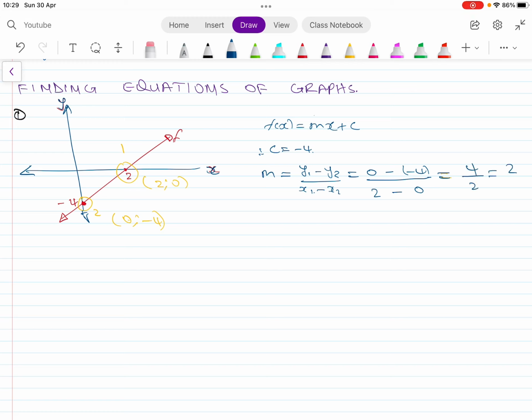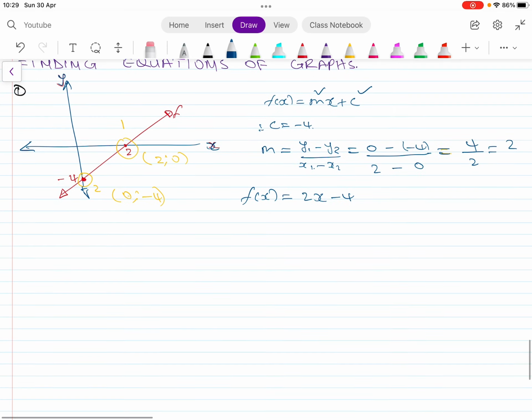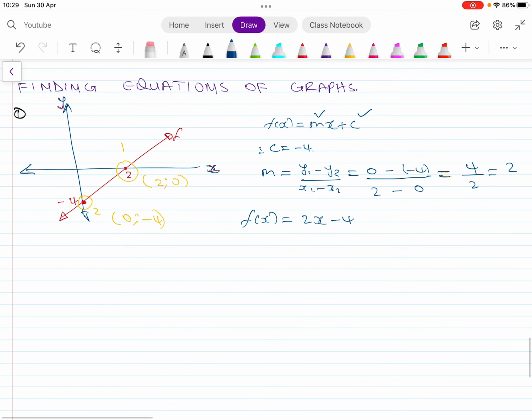Now you have your m, you have your c. Then all you need to do is substitute back into the general equation. m is 2, we have x, and then c is minus 4. Then you're done. That's your equation for f of x.